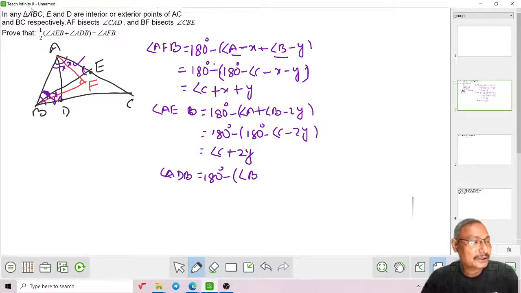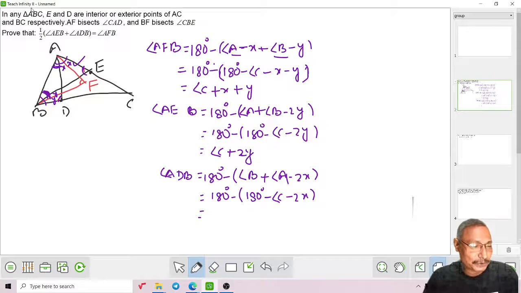Clearly it is B, and this angle now is whole A minus 2x. So we can write this one as plus A minus 2x. So clearly, repeating the same activity, we can write the sum of angle A and angle B is equal to 180 degree minus angle C, and now by opening this bracket, we got angle C plus 2x.